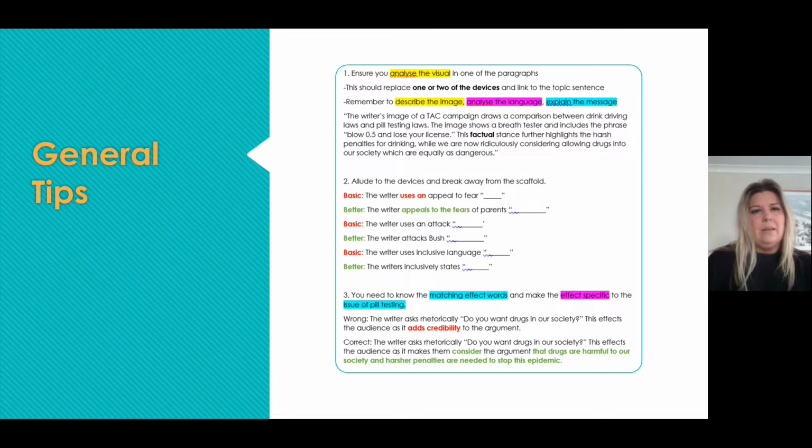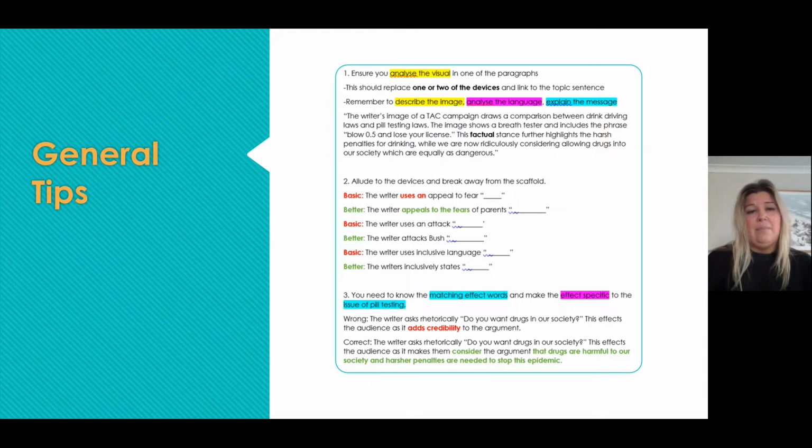So, handy tip 1. As already gone through in more detail, please make sure that you analyse the visual in one of your paragraphs. Don't leave it as standalone and don't leave it till the end. Use this formula to help you embed this in one of your paragraphs. Describe the image, analyse the language if there is any language, or analyse the features, and explain the main message.